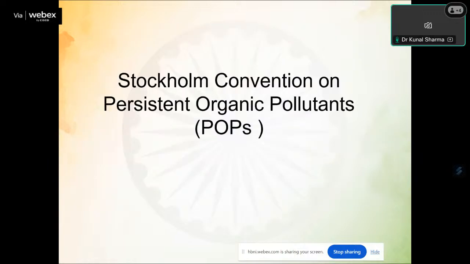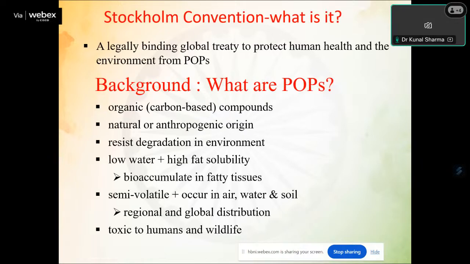Now again a very important convention, that is the Stockholm Convention on Persistent Organic Pollutants, POPs. It is again a very big convention which talks broadly about the organic pollutants, directly or indirectly related to the chemical part. So, what is it? The Stockholm Convention is a legally binding global treaty to protect human health and environment from POPs. Background regarding POPs: they basically comprise organic carbon-based compounds, of natural or anthropogenic origin. They resist degradation in the environment, have low water and high fat solubility, and bioaccumulate in fatty tissues. Semi-volatile, they occur in air, water, soil. That means they are present in three media, and have regional and global distribution and are toxic to human and wildlife.